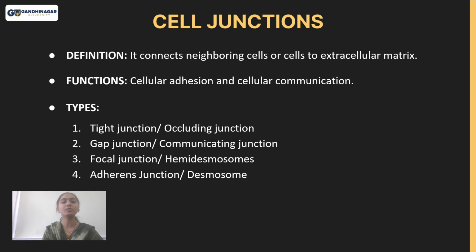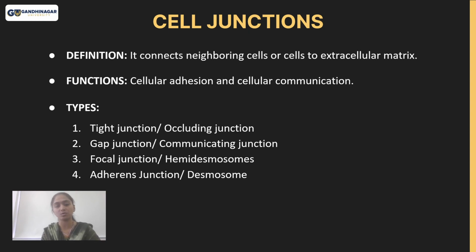In that, first is tight junctions. Tight junctions seal the space between adjacent cells, preventing the leakage of molecules between them and maintaining the integrity of epithelial cell layers. Second one is gap junctions. Gap junctions consist of channels formed by connexin proteins that allow small molecules and ions to pass directly from one cell to another, enabling rapid communication and coordination of cellular activities.